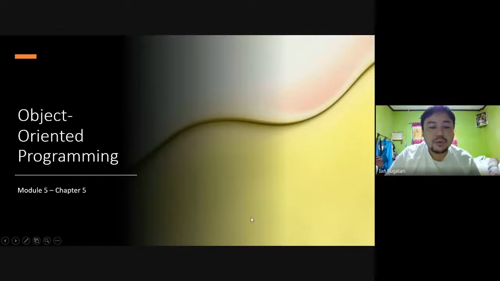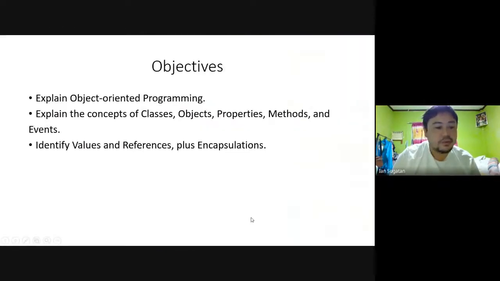So this is about object-oriented programming. Our objectives for this evening are, number one, explain object-oriented programming. Number two, explain the concepts of classes, objects, properties, methods, and events. And number three, identify values and references, plus encapsulation.